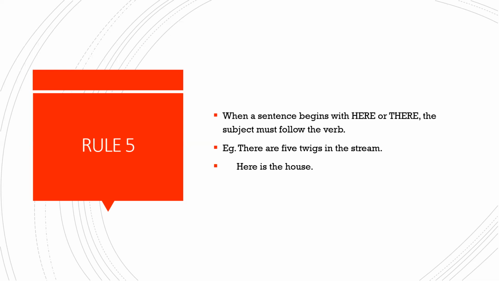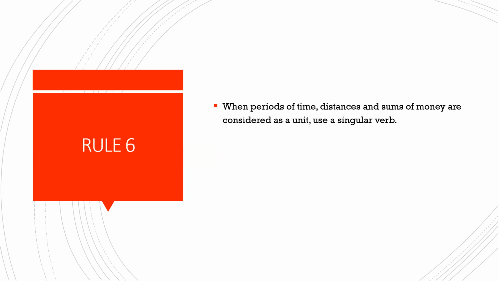If my sentence begins with the word here, here is the house, then you look at the subject. The subject is house. How many are we talking about? Just one. Here is the house. Hence, we use the verb is. All right? If, for example, I was talking about many houses, I would have said, here are the houses. I hope that's clear. Here is rule number 6 for you.